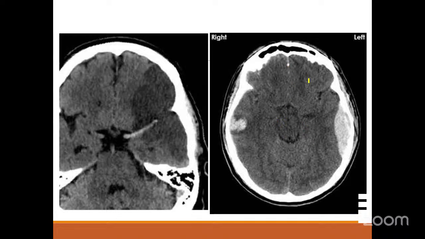Then we need to see whether the structures in the brain are still lying on the same side. Suppose, say, if this extradural hemorrhage on the left is increasing, it pushes the brain to the opposite side.